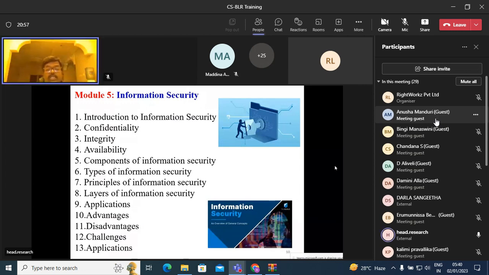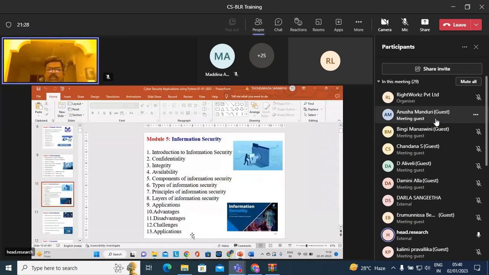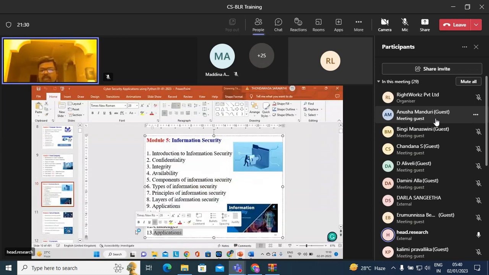And the last but one, I have explained information security. In this module I have completed topics like introduction to information security, confidentiality, integrity, availability, components of information security, types of information security, principles of information security, layers of information security, applications, advantages, disadvantages, challenges. So these are the networks and information security concepts I have completed.